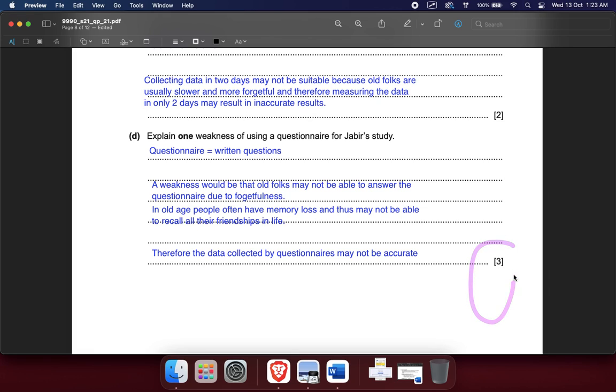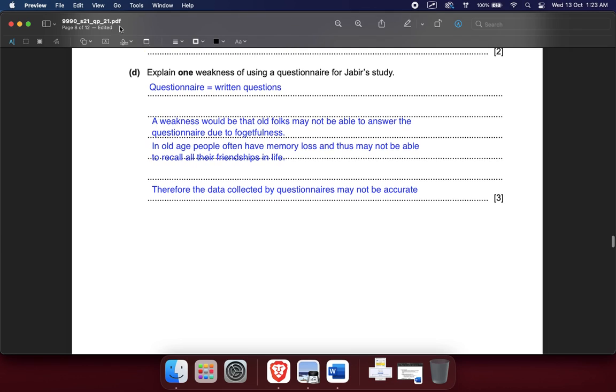Some other answers you may want to consider is that people feel ashamed when talking about their social circles or loneliness and stuff like that, so they may lie, and by lying, the results become less valid. So let's try that as a test as well. So 1 mark you could say was things like: old people may not be comfortable answering questions about their social circle, right?